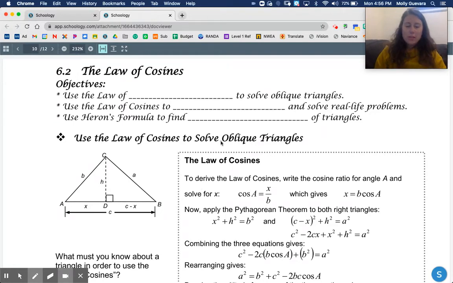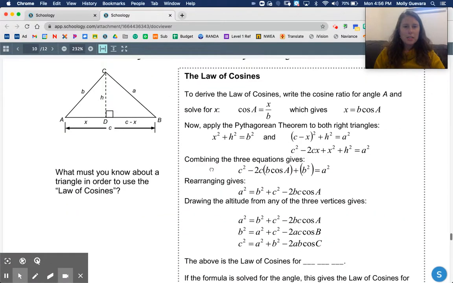So we are doing the law of cosines today, which is another method that we can use in non-right triangles, so those oblique triangles. So 3 objectives for today. We're going to use the law of cosines to solve oblique triangles. Then we're going to use the law of cosines to model and solve real life problems. And then we're going to use Heron's formula to find the area of triangles. So another method to find the area.